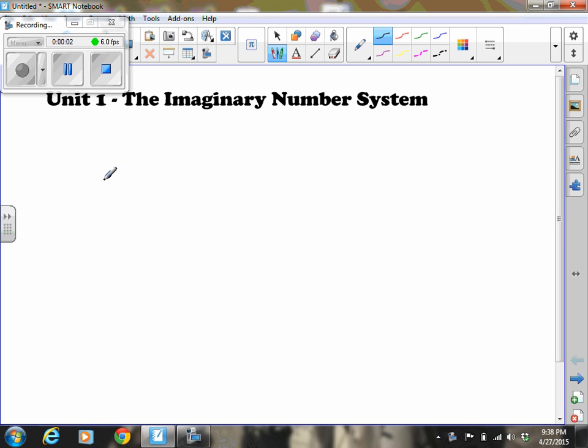Unit 1 focuses on the imaginary number system. What's important for us to remember about the imaginary number system is the number i. And there are certain facts about i that we need to recall. First of all, we need to know that i is always equal to the square root of -1. And this is the base of the number system. If we don't recall this fact, then we're going to struggle throughout our use of the imaginary number system.